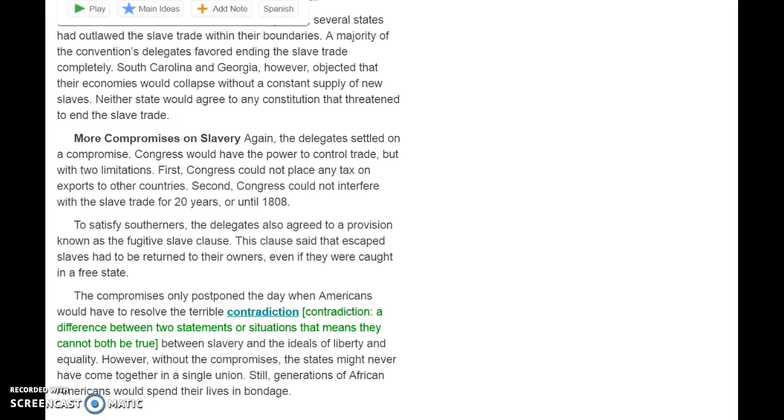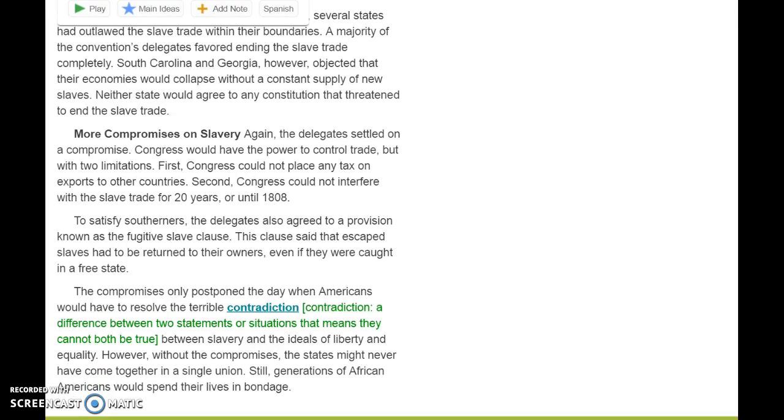The compromises only postponed the day when Americans would have to resolve the terrible contradiction between slavery and the ideals of liberty and equality. However, without the compromises, the states might never have come together in a single union. Still, generations of African Americans would spend their lives in bondage.